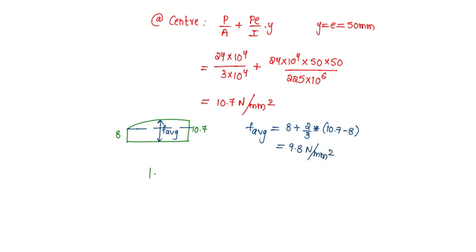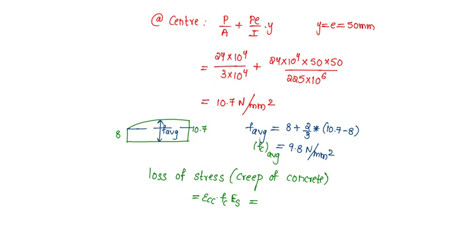So the loss of stress in the cable due to creep of concrete will be equal to ε_cc × f_c × Young's modulus of steel, where f_c is here the average stress. ε_cc is 30 × 10^-6, into the average stress 9.8, into Young's modulus of steel, which is 210 in kN, so to convert into N/mm² we multiply by 10^3. So this will be equal to 62 N/mm².